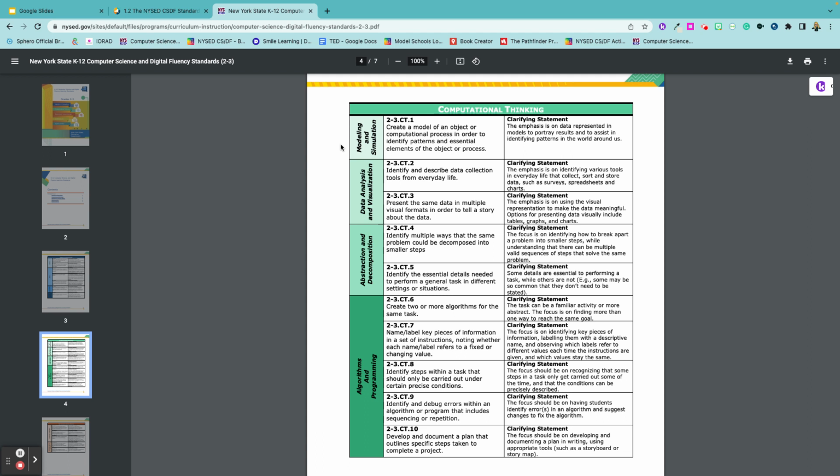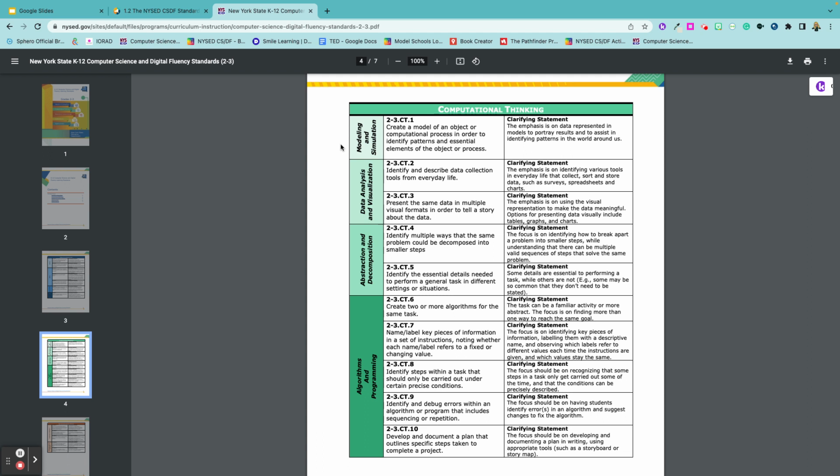In abstraction and decomposition, there are 2 standards. The first one is identify multiple ways that the same problem can be decomposed into smaller steps. So here you're identifying how to break apart a problem into smaller steps while understanding that there can be multiple valid sequences of steps to solve the same problem. You probably already do this in math when you think about different ways that you can organize data in order to figure out the problem.